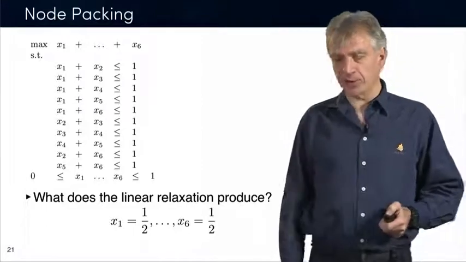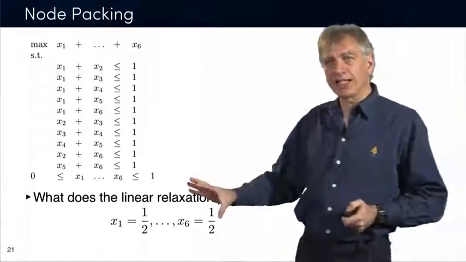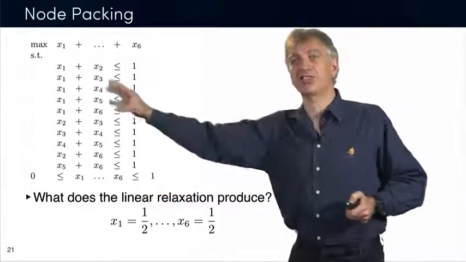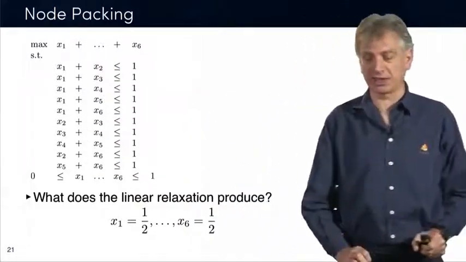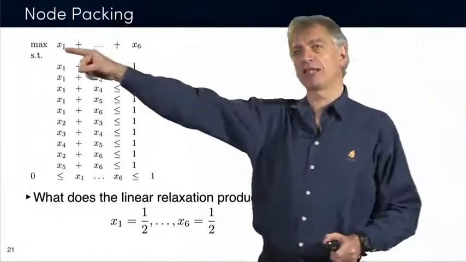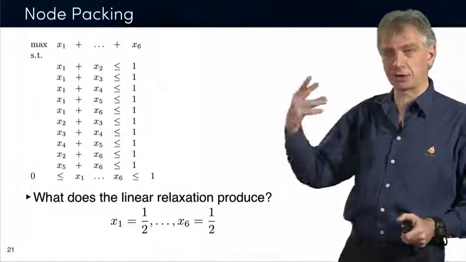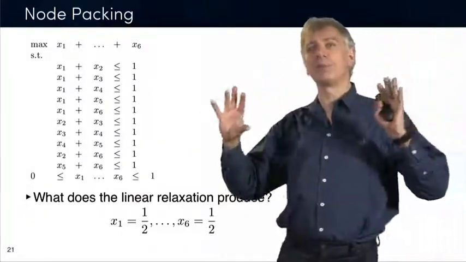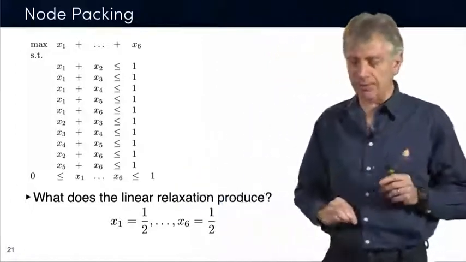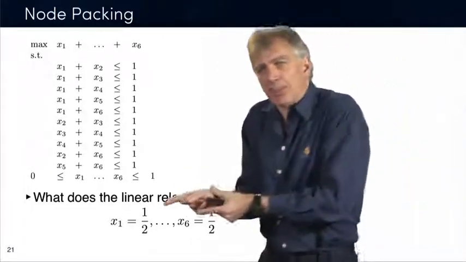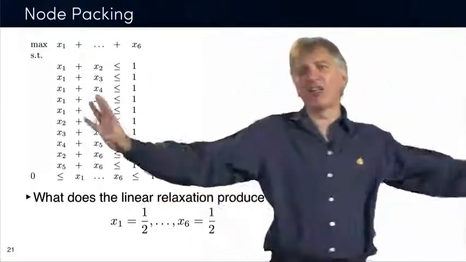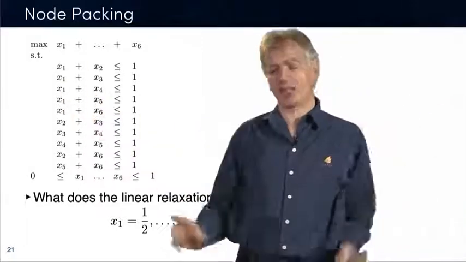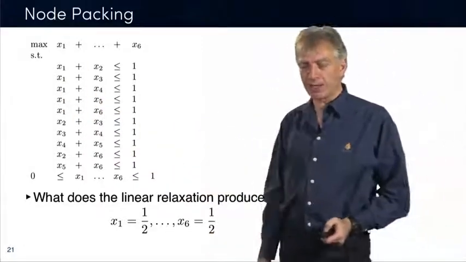In this particular case, the linear relaxation is going to assign 1/2 to every one of the decision variables. And therefore, the value of the objective function is going to be 6 times 1/2, which is 3. So it's telling you that the maximum you will ever be able to do is to pack 3 nodes in this simple example. But of course, this is terrible, right? This is entirely fractional and in the worst fractional way. So can we do better than that?